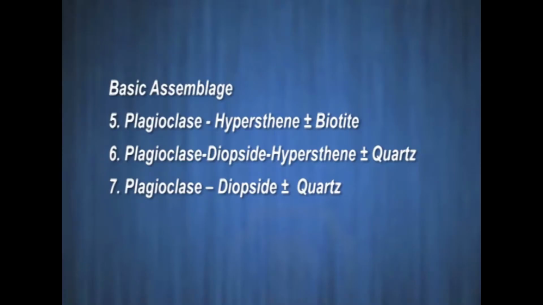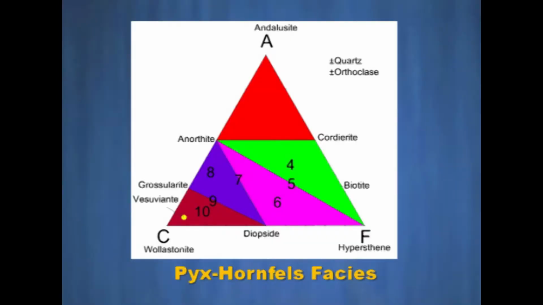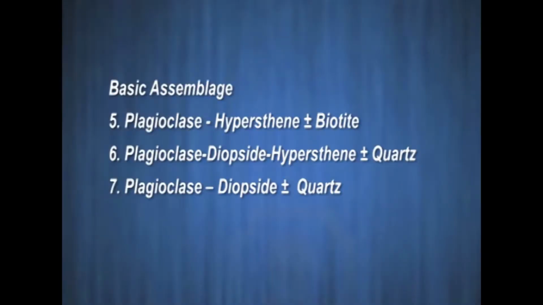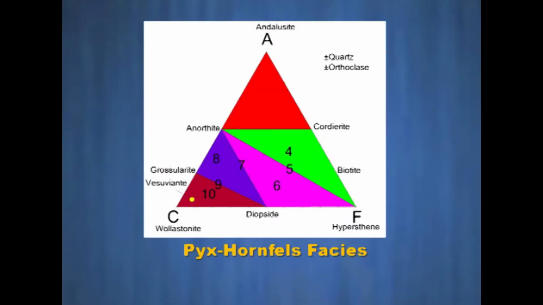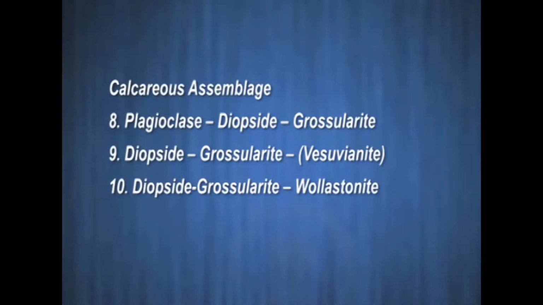The next important assemblage is your plagioclase, diopside, hypersthene plus or minus quartz. Next is your plagioclase, diopside, quartz. The important calcareous assemblages are plagioclase, diopside, grossularite, and diopside, grossularite, wollastonite. Other important assemblages are mainly the silica-deficient assemblages.